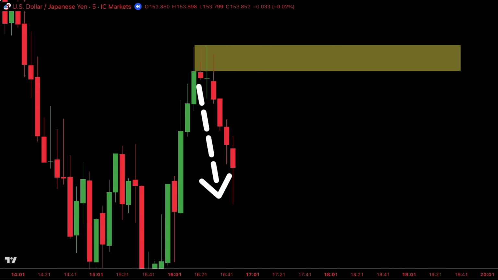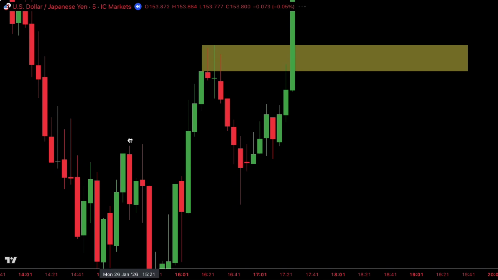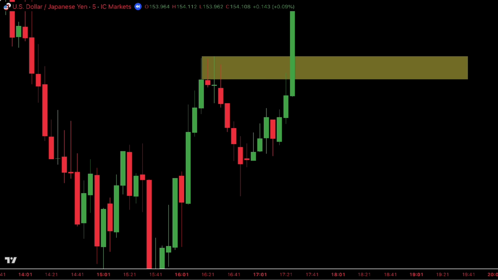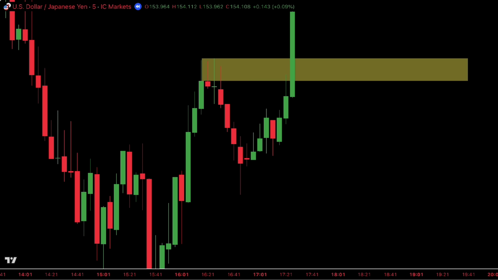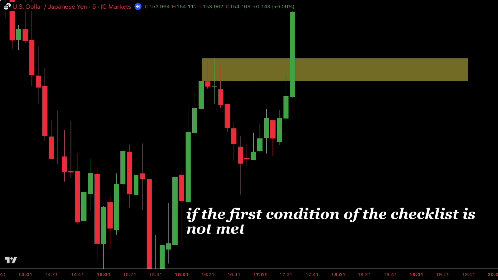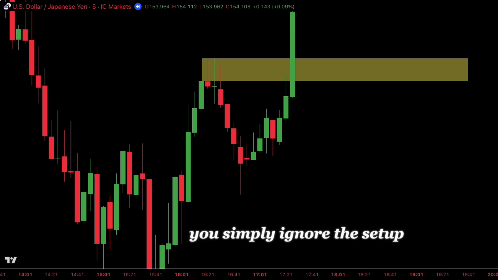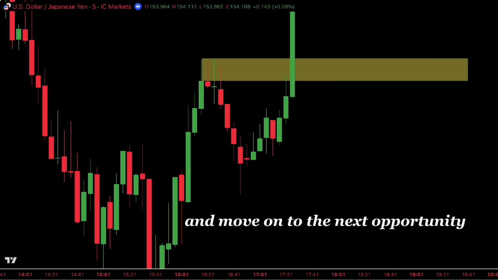As you can see, the market makes a move to the downside. But take a closer look at the candles. They are not strong. We see wicks, we see hesitation, and even some bullish candles inside the move. This tells us that sellers are not fully in control, and buyers are still pushing back. So this is not a clean institutional move, because when institutions enter the market, the move is strong, decisive, and consistent. Now here's an important rule. If the first condition of the checklist is not met, you don't need to check anything else. You simply ignore the setup and move on to the next opportunity.